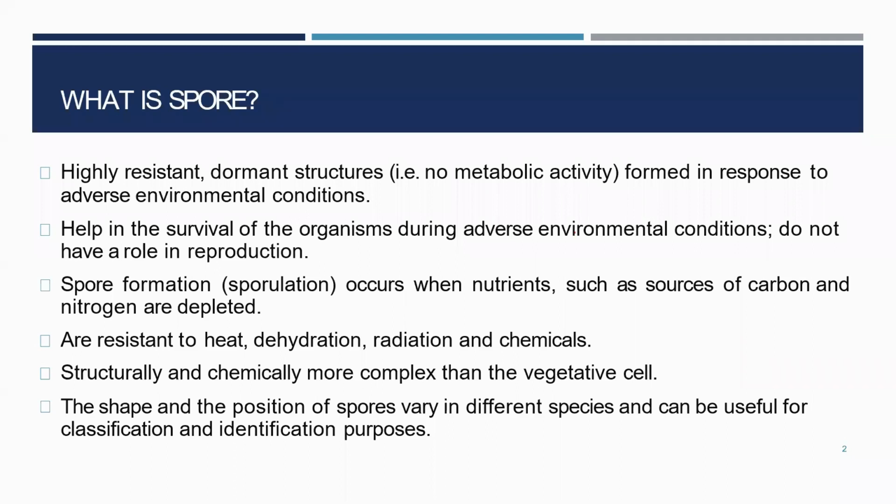For example, heat, dehydration, radiation, and the presence of strong chemicals in the environment, like strong acid or strong alkali. If these conditions are present in the environment, then bacteria form the endospore, and these endospores are dormant structures. There is no metabolic activity in the endospores. They are resistant to heat, dehydration, radiation, and strong chemicals.